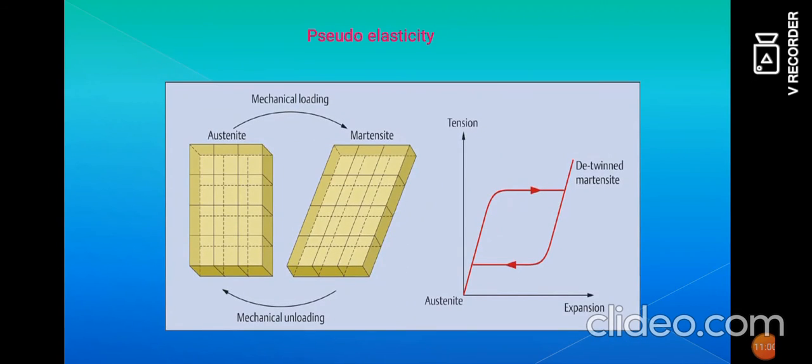So this picture clearly shows the pseudo elasticity. At first, let us see the material is in the austenite phase. Now with mechanical loading, that means stress is applied, the material slowly changes into martensite phase. Once again, with mechanical unloading, that means the load is removed, the material becomes austenite. So in this way, by applying and removing the load, the material will change its phase from austenite to martensite, and again martensite to austenite, as shown in the figure.